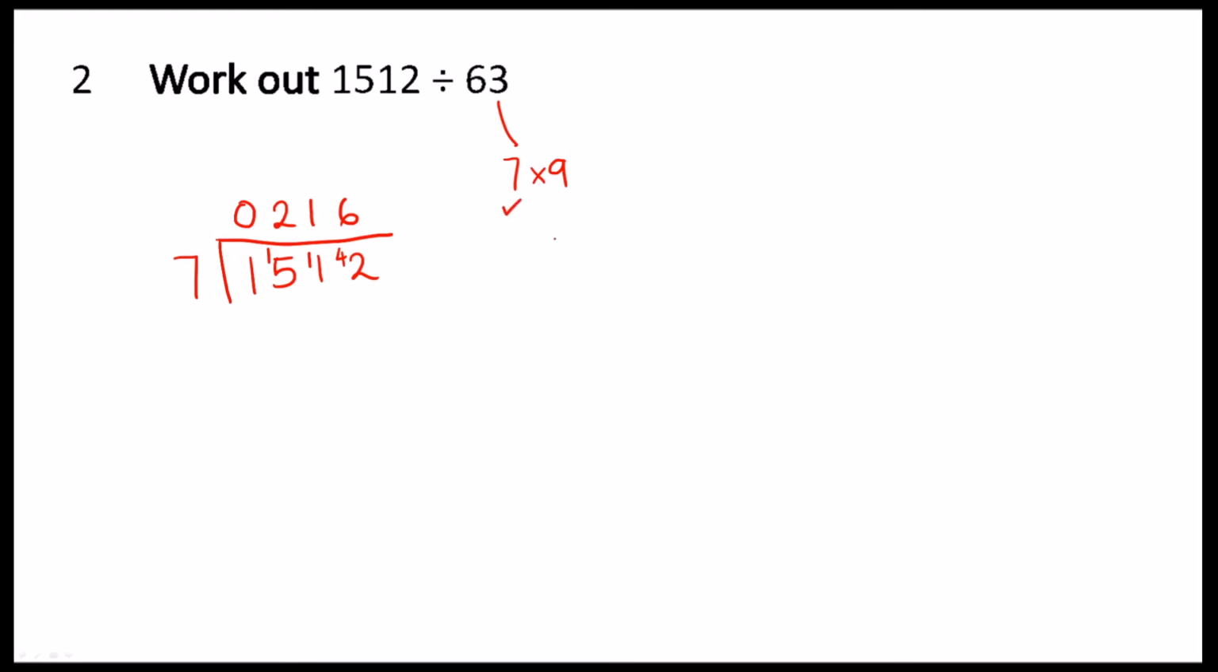That means I've divided by 7, so I can finish off by dividing by 9. So I want another bus stop, this time with 9 on the outside, and I'm going to divide into my answer, which was 216. So again, 2 divided by 9 is 0, remainder 2. 21 divided by 9 would be 2, remainder 3. And lastly 36 divided by 9 is 4. So I've now divided by 9 as well, and that means my answer is 24.